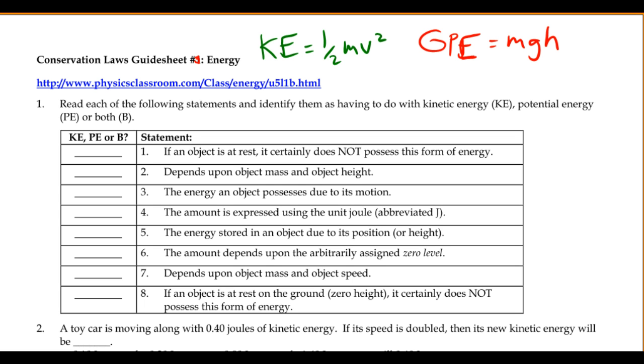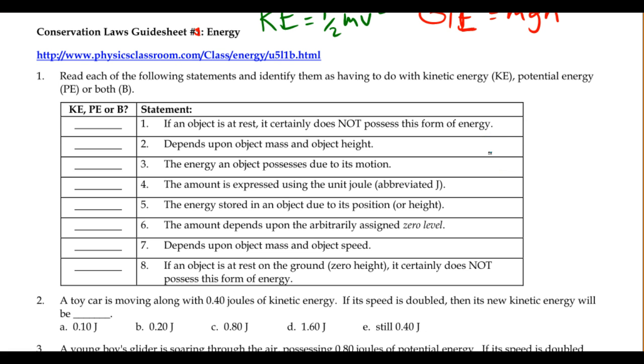Okay, so first we're just going to see if we can figure out in which situations these statements work with potential and kinetic energy. So number one, if an object's at rest, it certainly does not possess this form of energy. So if it's at rest, it can't have kinetic energy. Kinetic energy is energy of motion. It has to have a velocity or a speed. So it can't have kinetic energy.